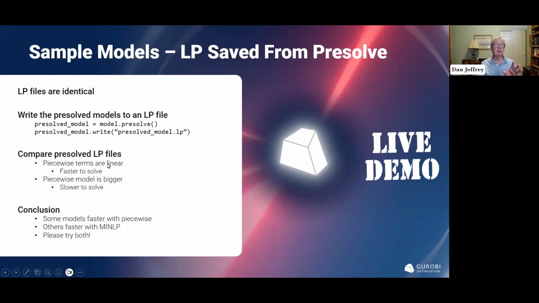But when we compare these, the thing to look at is the piecewise terms are going to be linear, and that makes them faster to solve. But the piecewise model is going to be bigger. It might make the MINLP faster to solve. So let's look at that now.